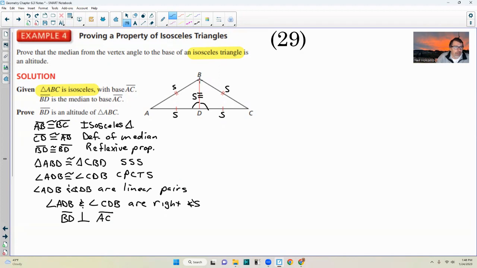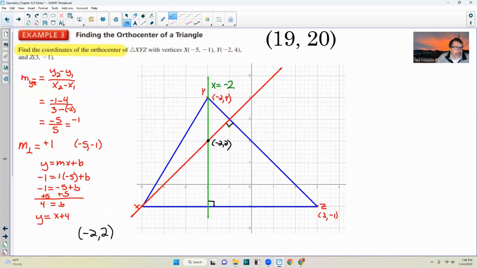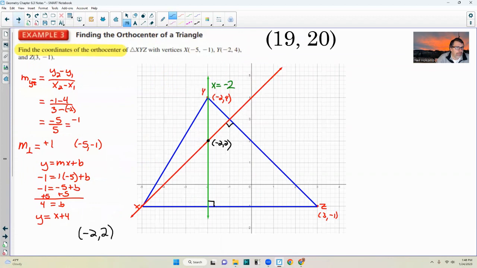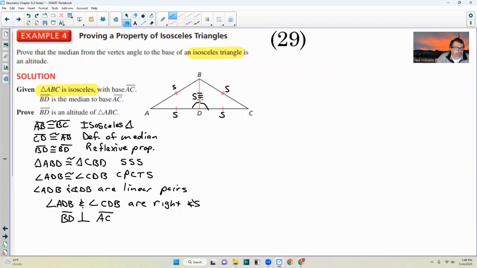By definition, let's go back again: an altitude is a perpendicular segment from the vertex to the opposite side or to the line that contains the opposite side. So BD is perpendicular. Now I can erase these arc marks I made, and I can conclude they're both 90 degrees. So BD is perpendicular to AC, therefore it is an altitude. We proved the median from the vertex is an altitude. That's how you would prove that.